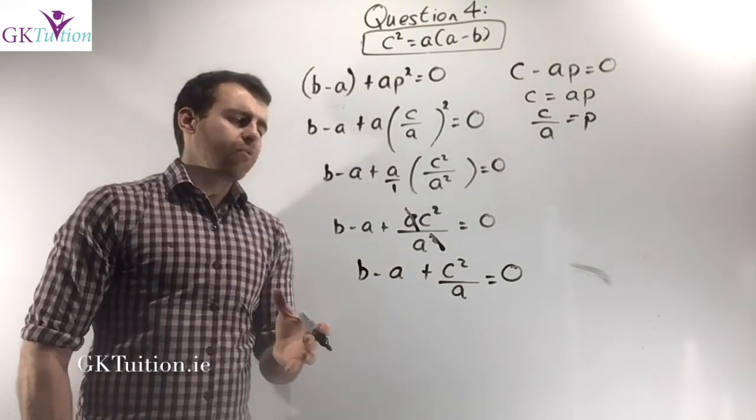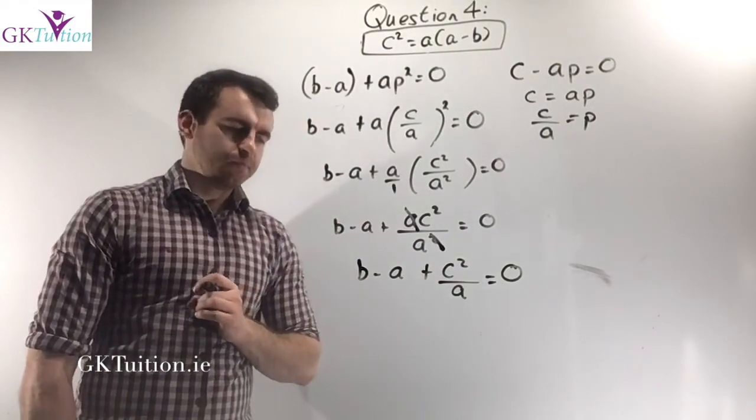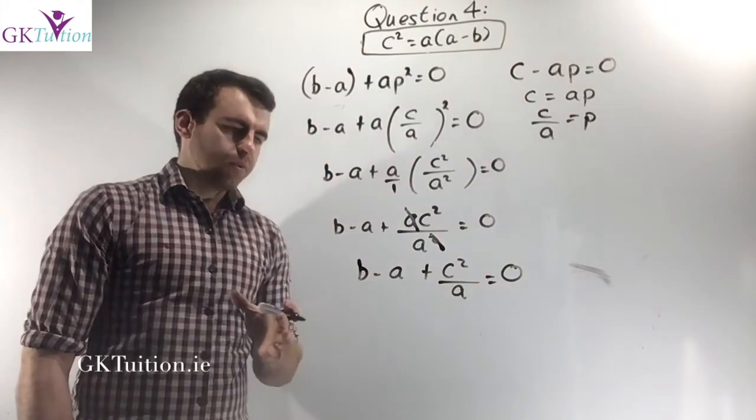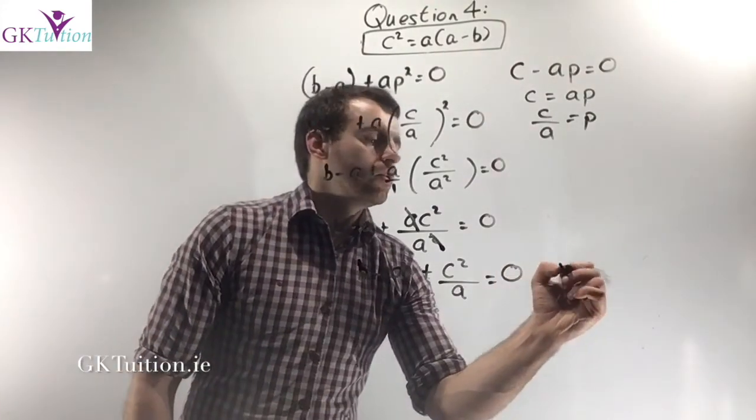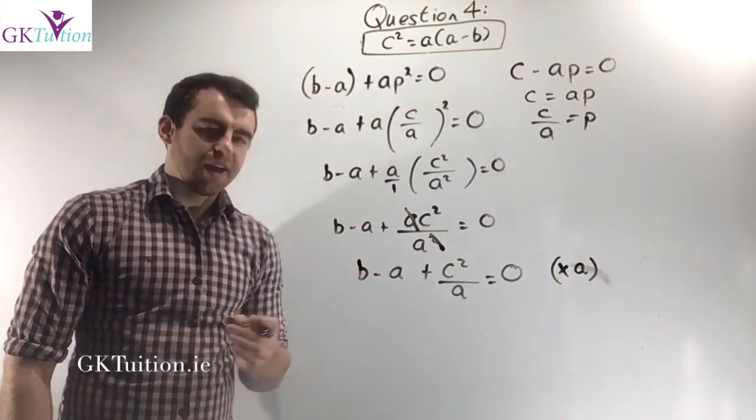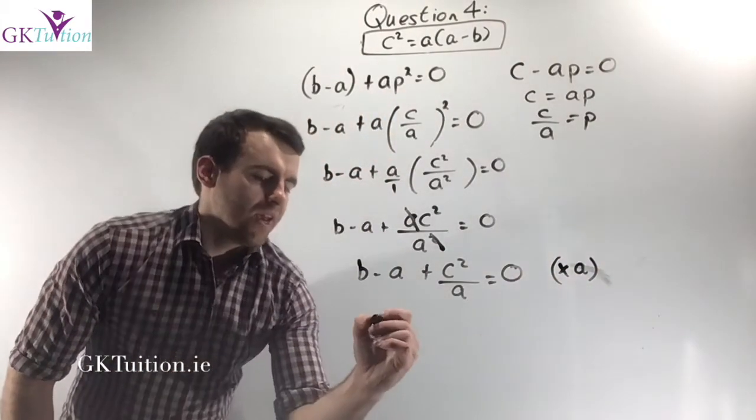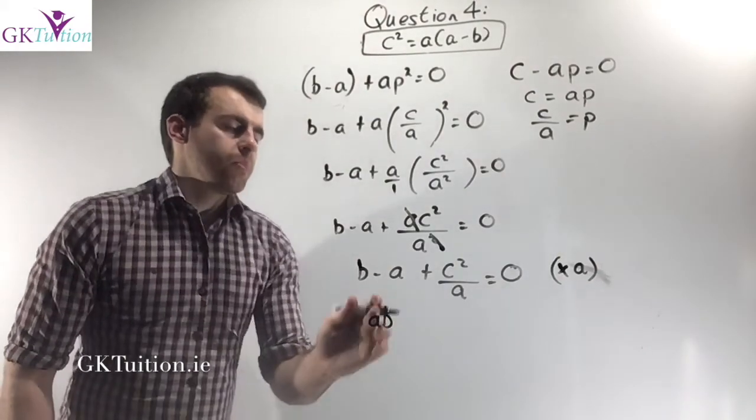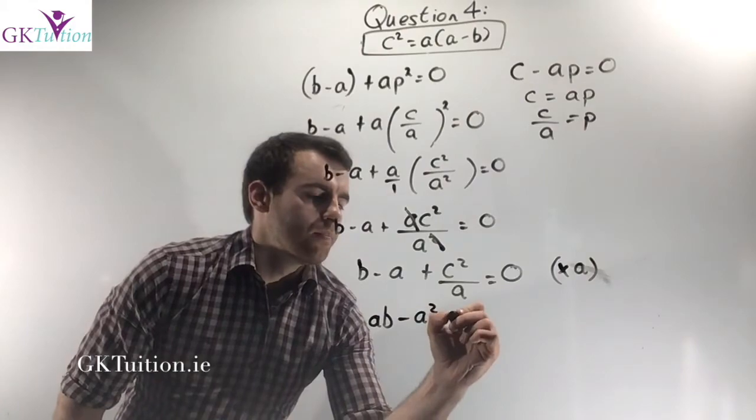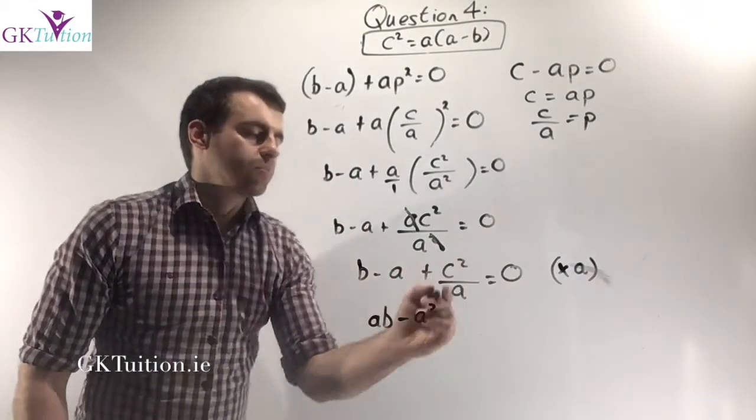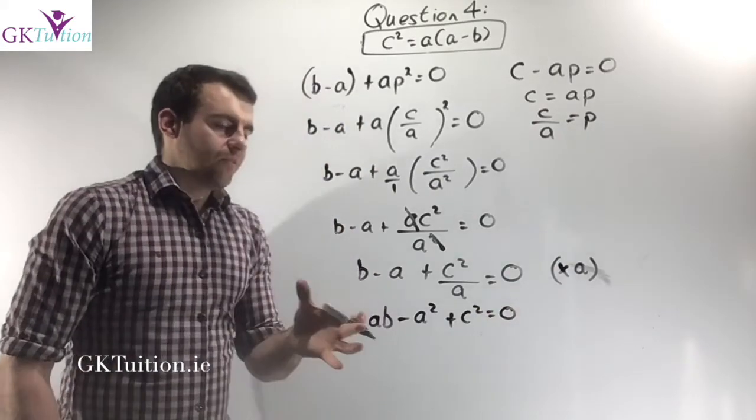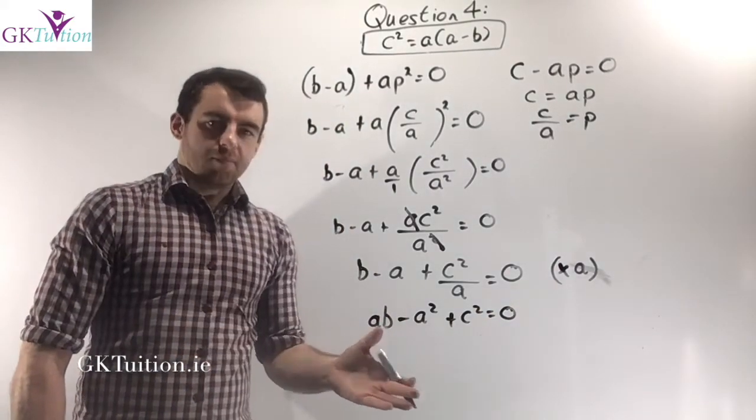Now I would ask myself, what is the immediate complication? The immediate complication here is the fraction. In order to eliminate the fraction, I need to multiply by A. If I multiply everything by A, at least the fraction will be gone. So A times B is just AB, and minus A times A is simply minus A squared. And C squared over A multiplied by A just gives me C squared. Now I've simplified it down and there's no more obvious complications.